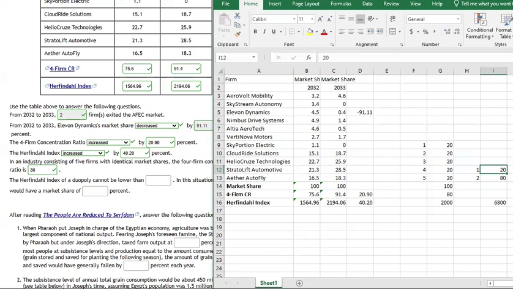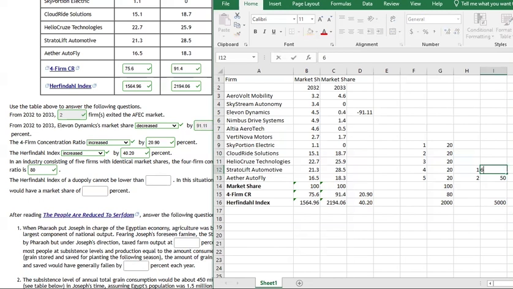When we go from 10 to 20, the Herfindahl index drops to 6,800. When we go to 30, that first firm is 30, and the second firm is 70. The Herfindahl index drops to 5,800. When the first firm has 40% market share and the second firm has 60% market share, the Herfindahl index drops to 5,200. When both have the same market share, the Herfindahl index is 5,000.